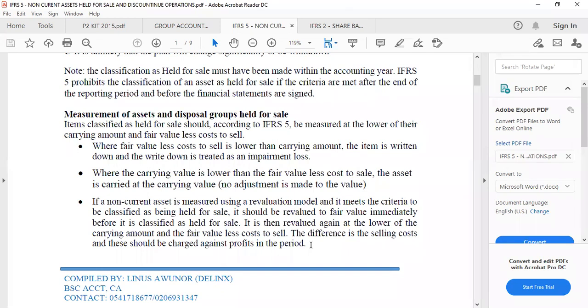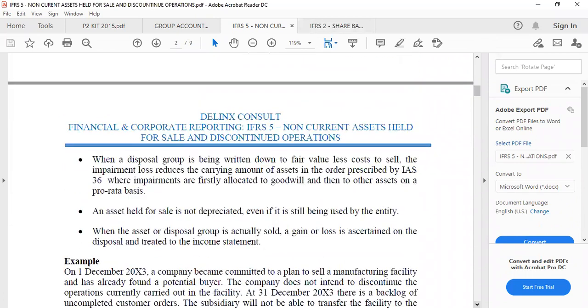So sometimes the company is paying for maybe cost to sell, then the cost to sell will reduce. Don't worry, we pick questions, then we look at what they are doing. When the disposal group is written down to fair value less cost to sell, the impairment loss reduces the carrying amount. If we are disposing a disposal group and there's impairment loss, the impairment loss will be shared in the manner that we share it for IAS 36.